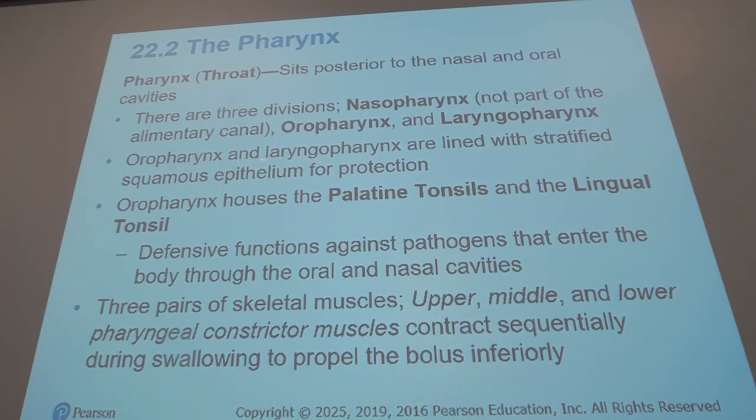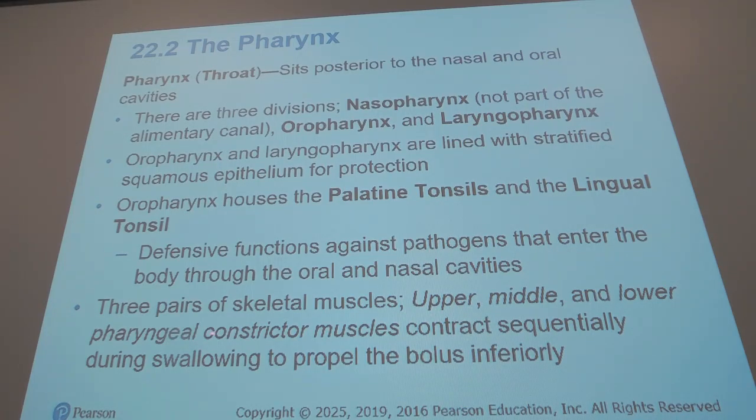Both oropharynx and laryngopharynx are lined with stratified squamous epithelium. And in the oropharynx, on the posterior part of the fauces, we have the palatine tonsils, and then at the base of the tongue, we have the lingual tonsils to help to prevent infections coming from the oral cavity.